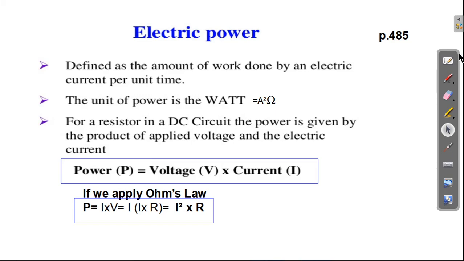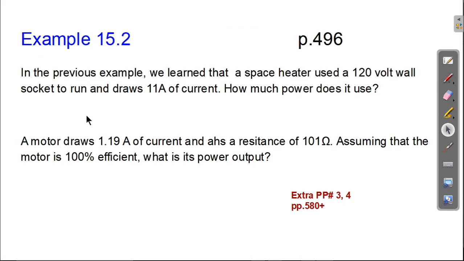So let's see how we apply this. Okay, on page 496, we're going to do our last example, and then you're going to have 2 extra practice problems to do, and you're going to have a bunch of labs to do this week on this, but let's see. It says, in the previous example, we learned that a space heater used a 120 volt wall socket to run and draws 11 amps of current. How much power does it use?